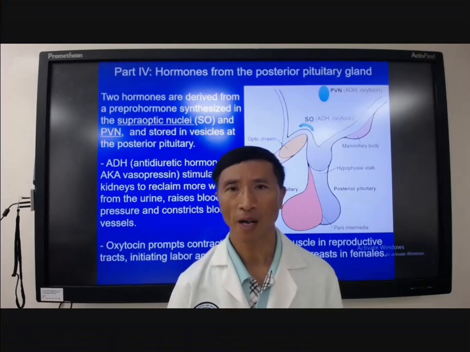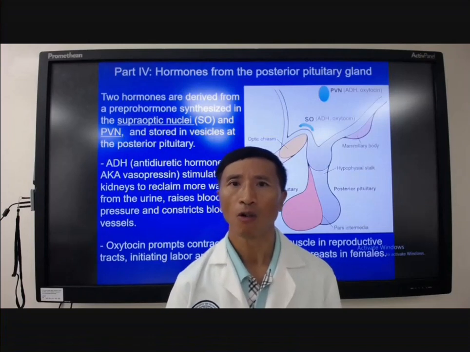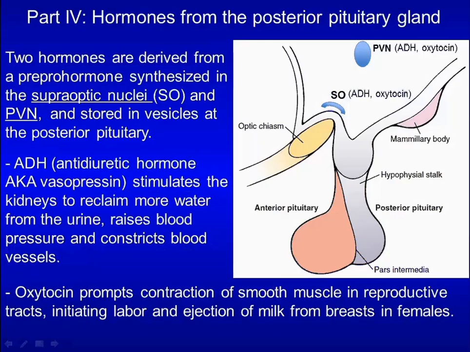Now, let's move to part 4. We will look at hormones from the posterior pituitary gland. Two hormones are derived from preprohormones synthesized in the supraoptic nuclei and paraventricular nuclei and stored in the posterior pituitary. One is ADH, or antidiuretic hormone. It stimulates the kidneys to reclaim more water from the urine, raises blood pressure, and constricts blood vessels.